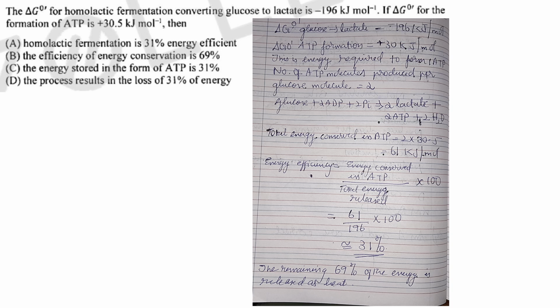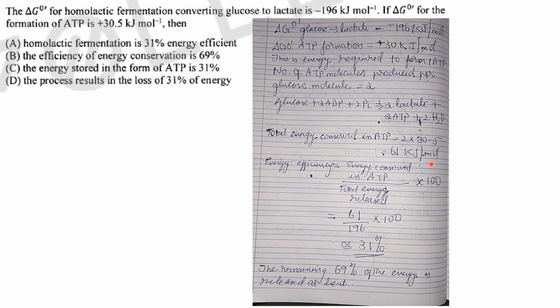Then next one. The delta G0 for homolactic fermentation converting glucose to lactate is minus 196 kJ per mole. If delta G0 dash for the formation of ATP is plus 30.5 kJ per mole, then which are the correct statements? So delta G for glucose to lactate they have given. Delta G0 for ATP formation from ADP and Pi is also given. So this is the energy required to form one molecule of ATP. Now if you see the equation, glucose plus 2 ADP plus 2 Pi gives 2 lactate plus 2 ATP plus 2 H2O. So the number of ATP molecules produced per glucose molecule is 2. So total energy conserved in ATP is 2 into 30.5, that is 61 kJ per mole, or you need 61 kJ per mole for the production of 2 ATP molecules.